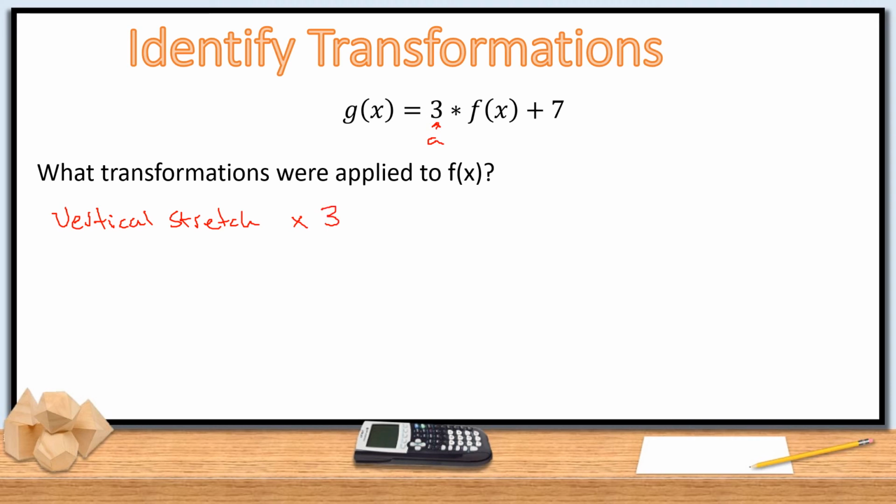f of x is the same, so there's nothing in there for b, nothing for h, but we have a k value of 7, and that is a translation up 7 units. Remember, k is the literal one: if it's positive it goes up, negative it goes down. h is the one that's reversed.